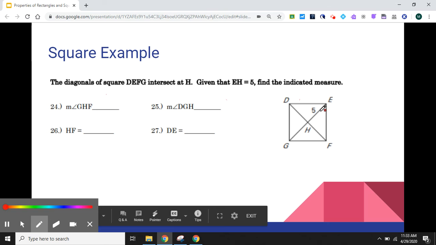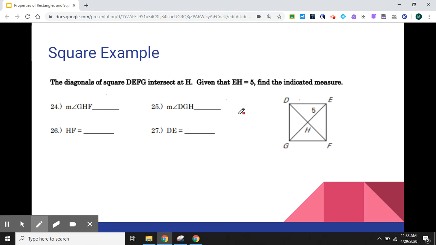Okay, so we know that EH is 5, and then we're going to find everything else. So GHF, we know that squares have perpendicular diagonals, which would make that angle 90 degrees. DGH, we're looking for just this part.